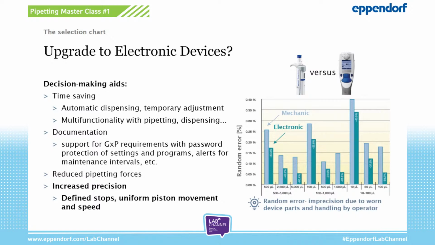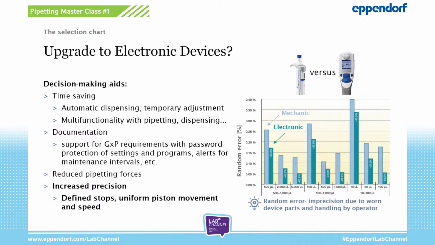In short, the random error describes the imprecision caused by worn parts or incorrect handling of the device. And I do not want to go into detail about these values because I think it becomes quite clear that the random error, meaning the error that is not related to the device but due to its operation, is smaller when using electronic versions. So as a matter of fact, better precision is usually achieved with the electronic pipettes.